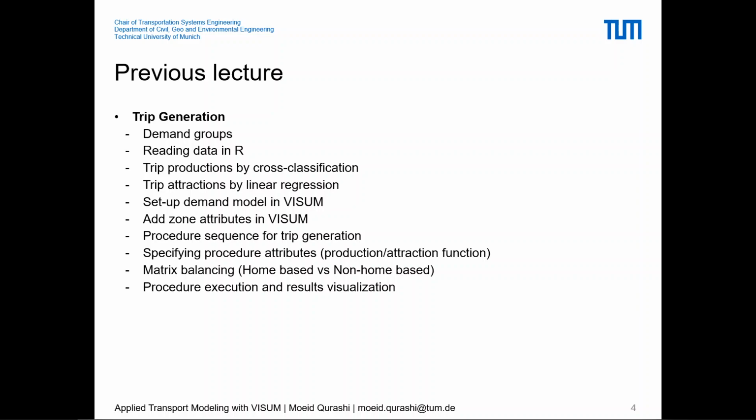So I hope you remember the concept of matrix balancing for home based and non-home based. We say that for home based we use the production totals, and for non-home based we use the attraction totals, because home based are always based on population. So we can say that the production total is more certain because we are more certain about the population than the other things. And lastly, we executed the procedure, and we also had some results visualization, how we can see the productions and attractions in the zone list table.